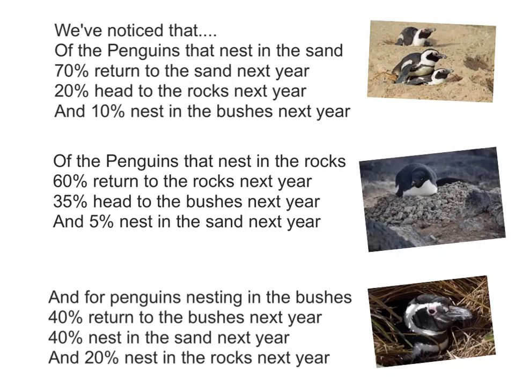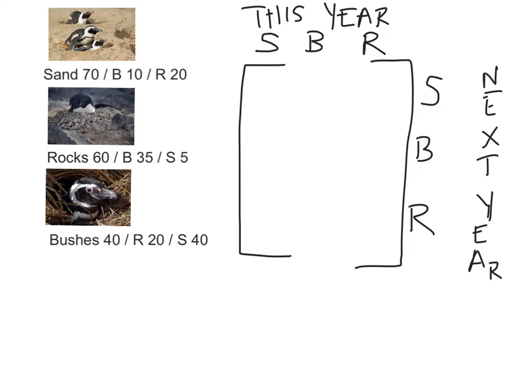And for the penguins nesting in the bushes, 40% will go back to the bushes next year, 40% will go to the sand next year, and the last 20% will head off to the rocks next year for nesting. Okay. This information can be represented in a transition matrix.